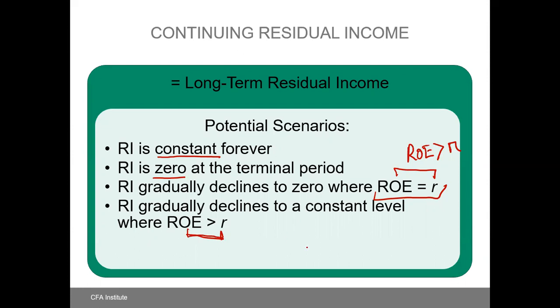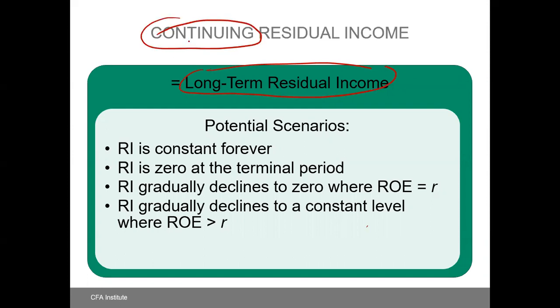And if the firm is in a diminishing stage, you will see that ROE is less than cost of equity. So these are some possible scenarios. For these possible scenarios, we are likely to add a factor for considering the long-term residual income, alternatively known as continuing residual income.